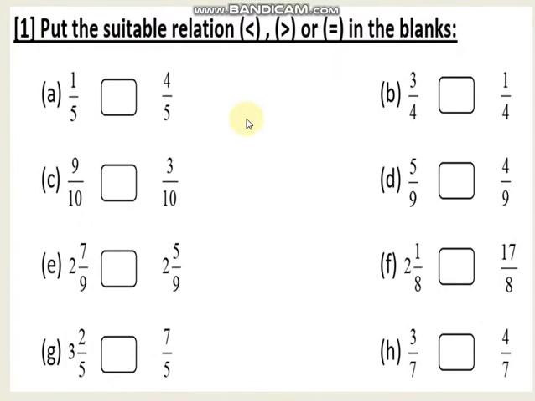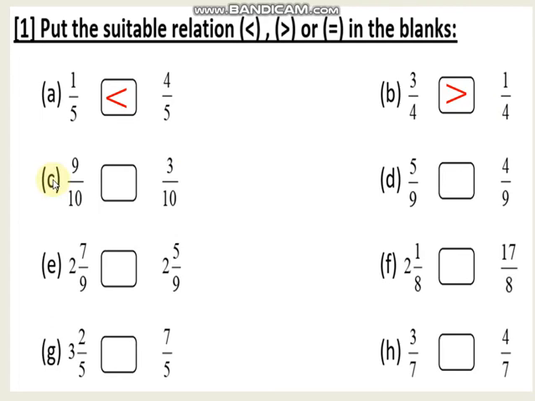Put the suitable sign: greater than, smaller than, or equal to. We have here the same denominator, then we'll compare the numerators. Which is greater, 4 or 1? 4 is greater, so 4 over 5 is greater than 1 over 5. Letter B. 3 over 4 or 1 over 4? 3 here is greater than 1, so 3 over 4 is greater than 1 over 4.